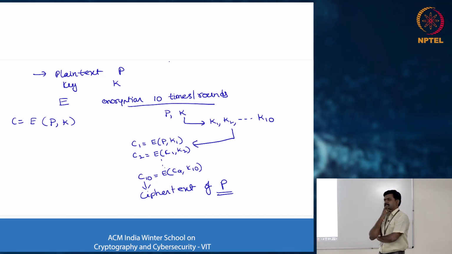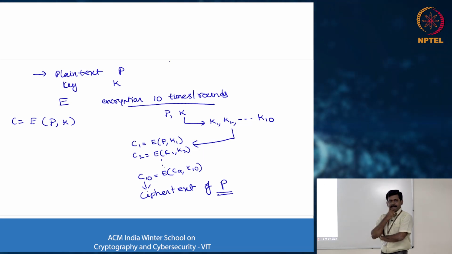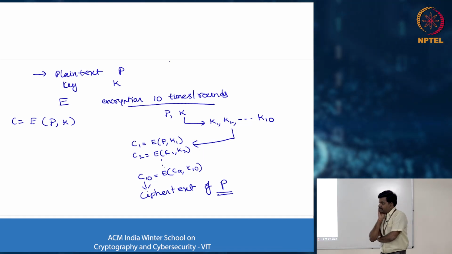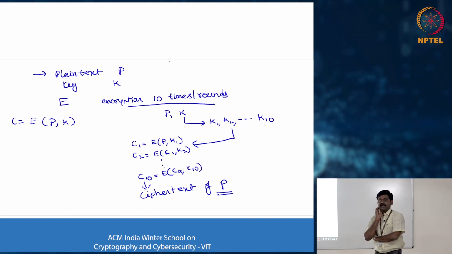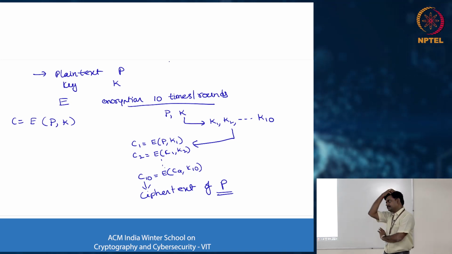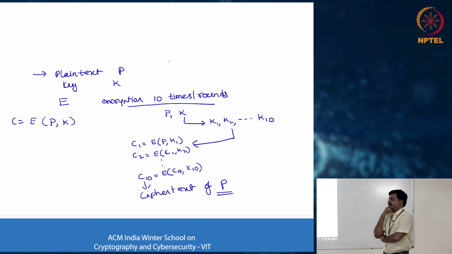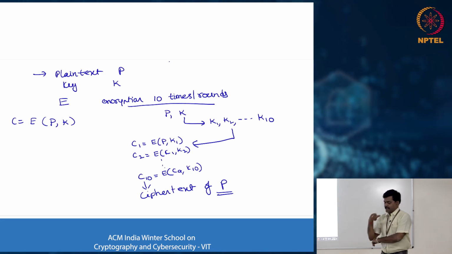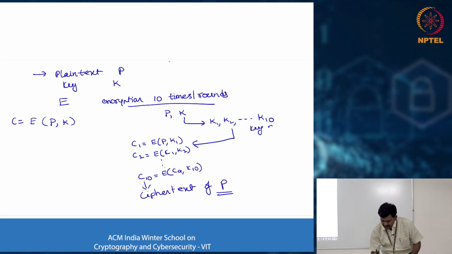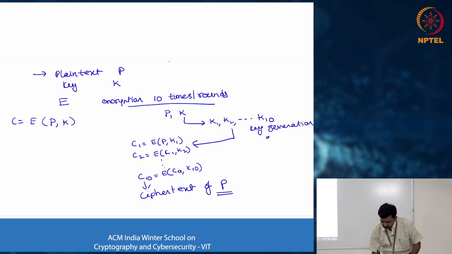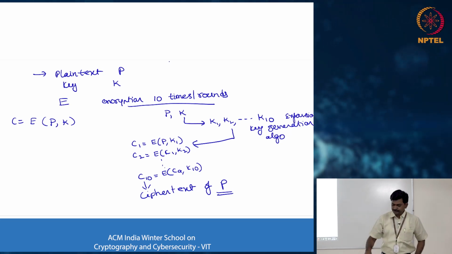So my encryption process has undergone how many rounds? 10 rounds. Every round, what did I do? I gave a key. Is it that I gave the same key K? No. From K, I generated 10 different keys, right? I generated 10 different keys from the given key. This generation of 10 different keys happens through a key generation algorithm or key expansion algorithm. Are you able to follow?